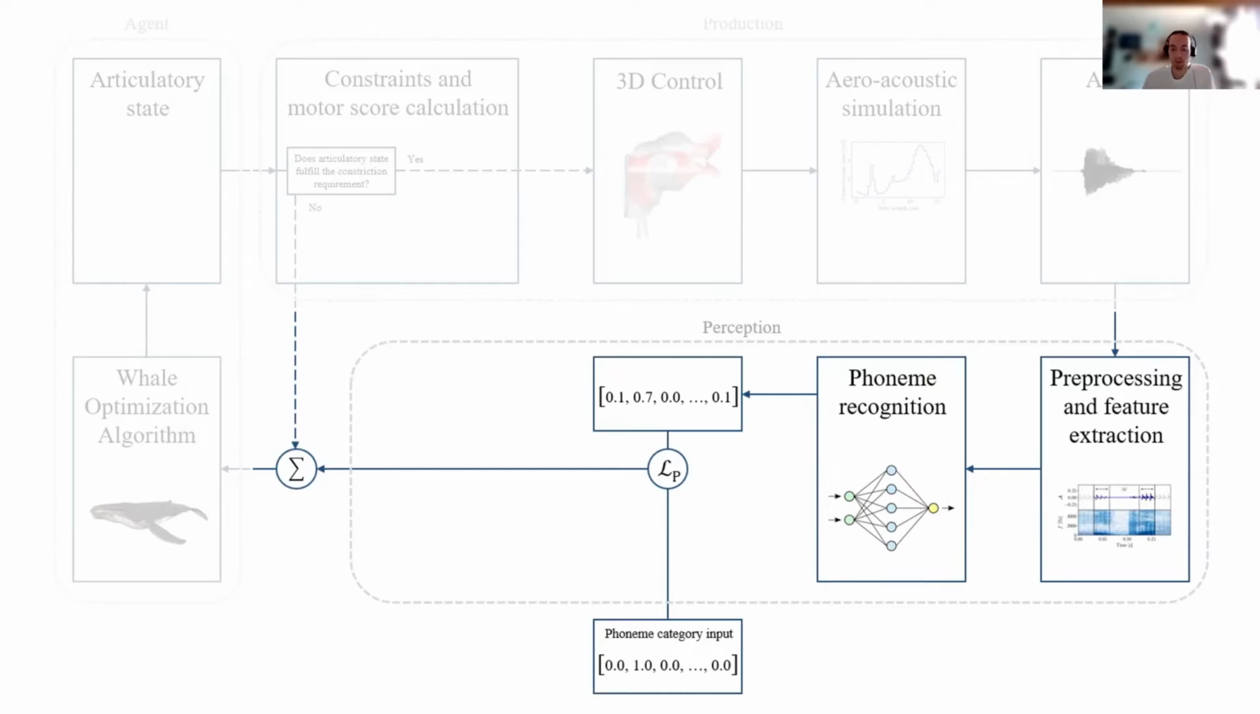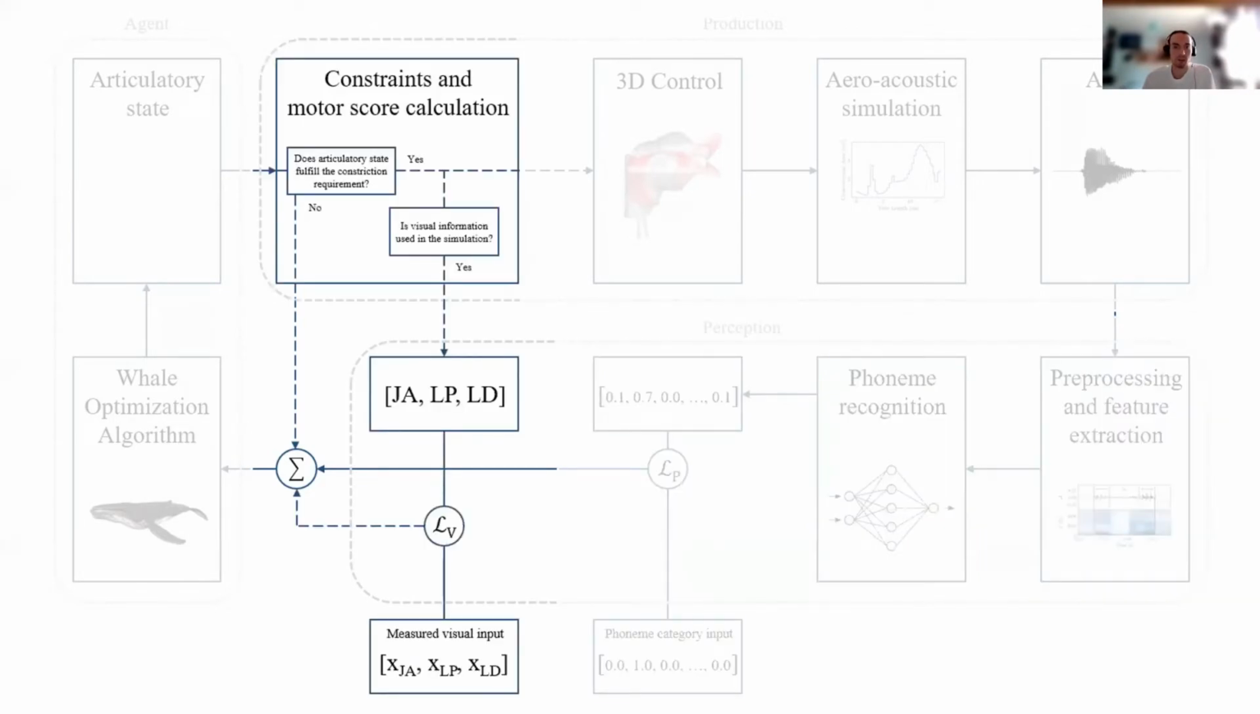So that is without visual information. If we also use visual information in the simulation, then we extract three visual parameters from the articulatory state vector: the jaw angle, JA; the lip protrusion, which controls lip rounding and lip spreading, called LP; and the lip distance, which is just the vertical openness of the lips, called LD. And we compare those against values that we externally measured from some video recordings.